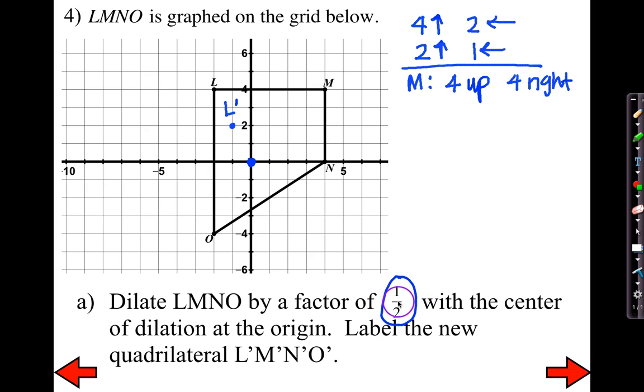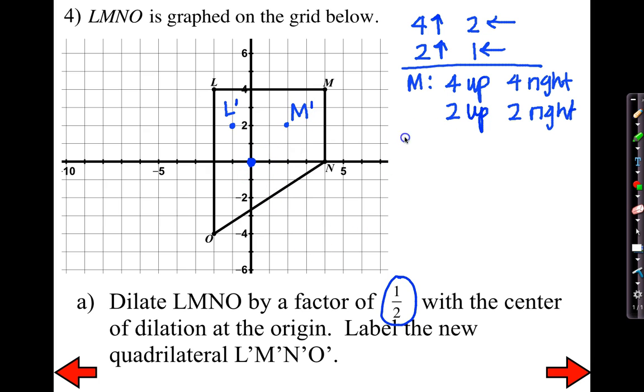Since I am scaling it down to 1/2, I'm no longer going 4, I'm going to only go 2, because 1/2 of 4 is 2. And instead of going 4 to the right, I'm only going to go 2 to the right. So starting at the origin, because that's the center of dilation, I'm going to go 2 up and then 2 to the right. And there is M prime.